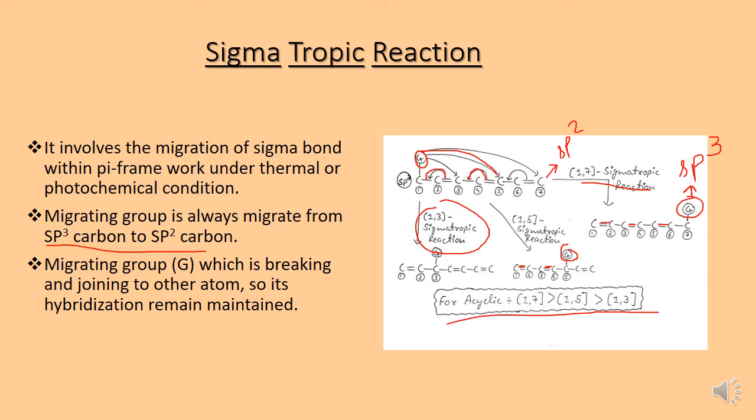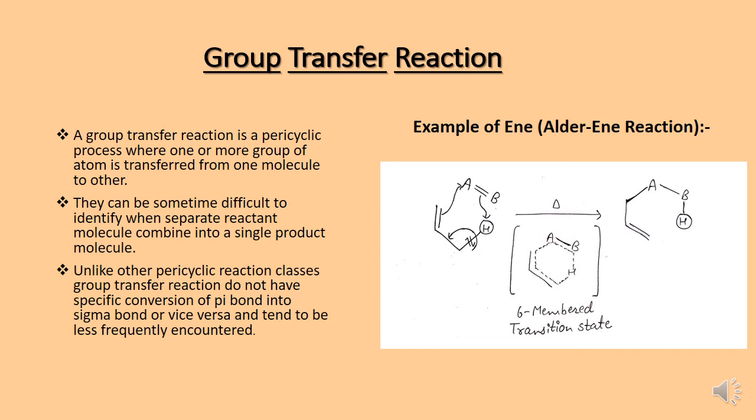So if in a question you are given 1,3, 1,5 or 1,7, then you have to go for 1,7, because the 1,7 sigmatropic shift is more stable compared to 1,5 and 1,3. The reason is that in the 1,7 sigmatropic shift, conjugation is maintained between carbon number 1 to carbon number 7, but in 1,5, conjugation is maintained only between carbon number 1 to carbon number 5. In 1,3, conjugation is maintained between carbon number 1 to carbon number 3. As you know, as conjugation increases, stability also increases. So that's why the 1,7 sigmatropic reaction takes place in preference to 1,5.